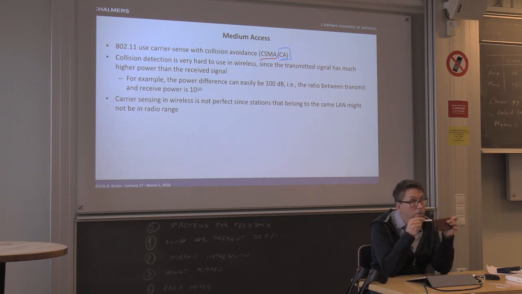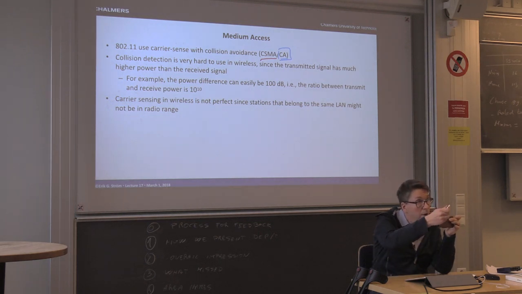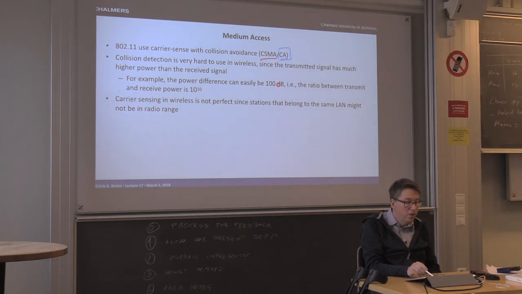So if this is a Wi-Fi device, it transmits Wi-Fi frames to the access point, and then it receives Wi-Fi frames from the access point. The power of the outgoing transmission could easily be 100 dB higher than the power of the incoming transmission. Okay, easily. It could be more than this also. So power difference 100 dB, what is that? Well, it means that the ratio between the transmit power and the receive power is 10 to the 10. So 10 billion times higher transmit power than receive power.